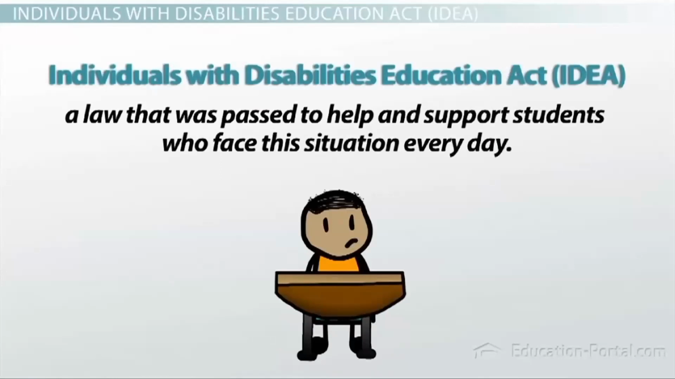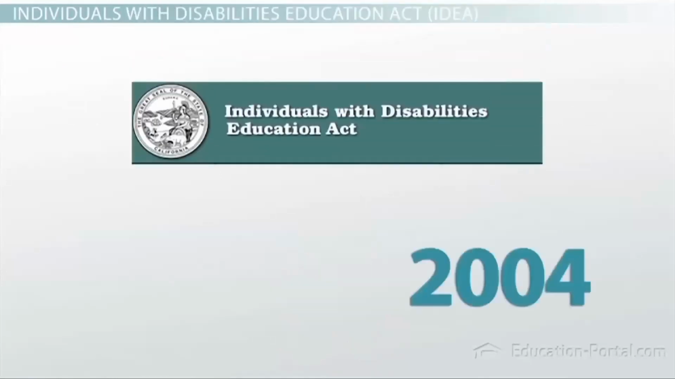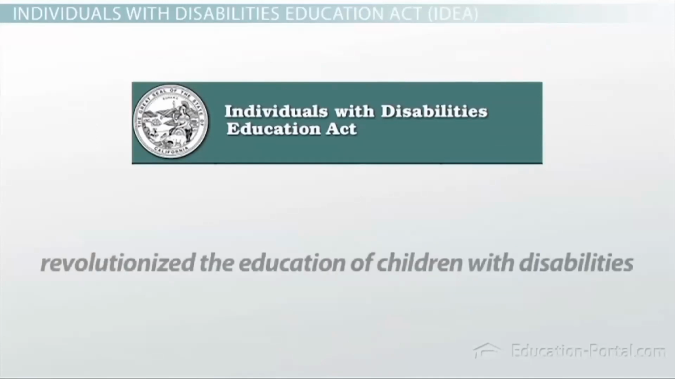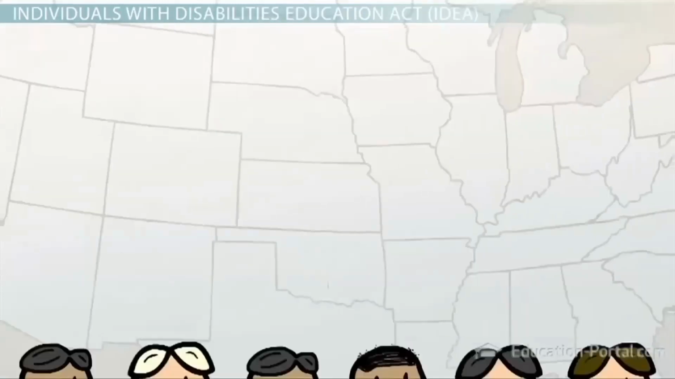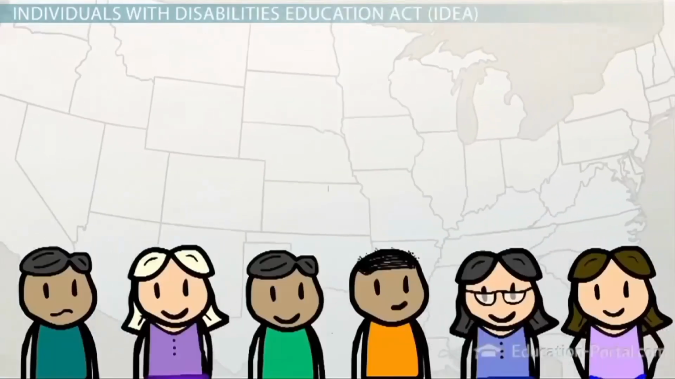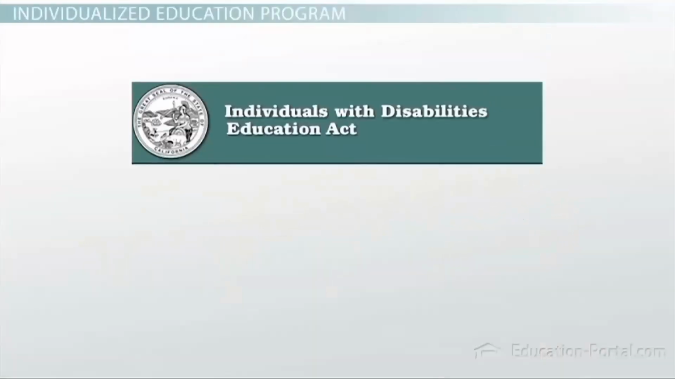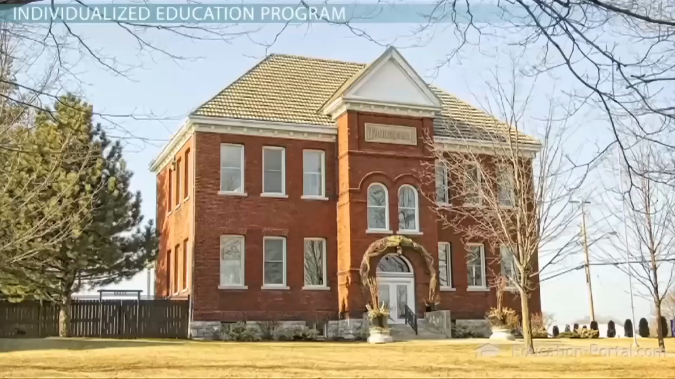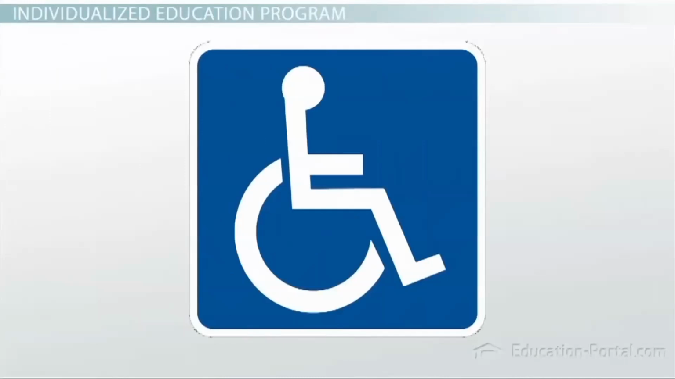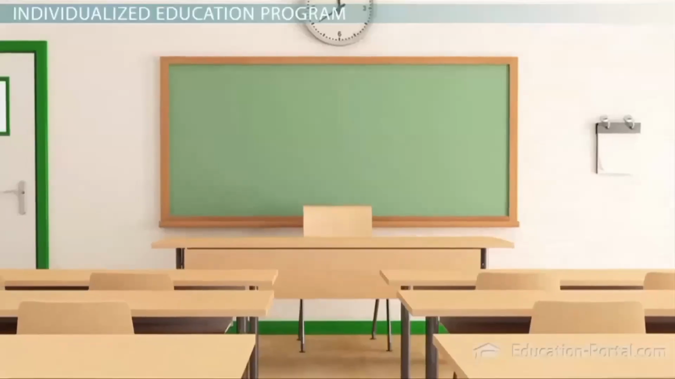The current version of the law was passed in 2004, but it's based on a law that was first created in 1975, known as the Education for All Handicapped Children Act. It revolutionized the education of children with disabilities, which, in 2001, was more than 6 million children. The IDEA requires that public schools provide specialized services to all children with disabilities from birth to age 21 for the purpose of granting equal access to education.